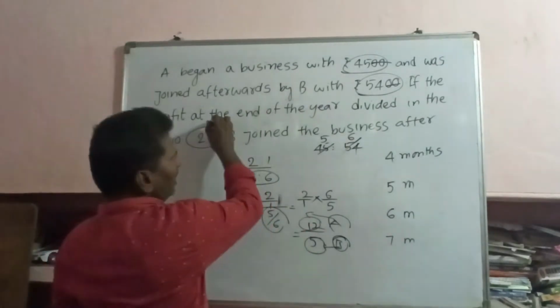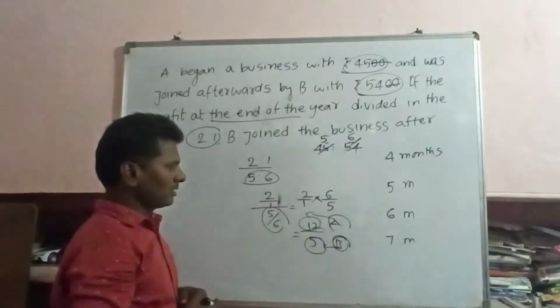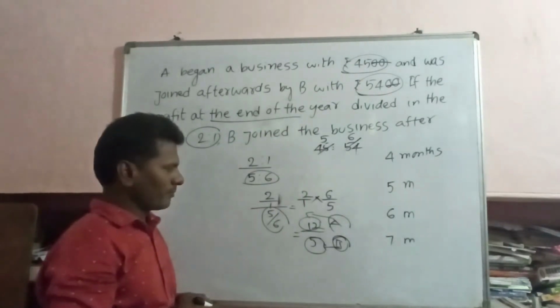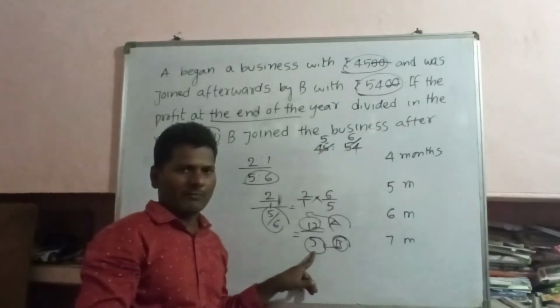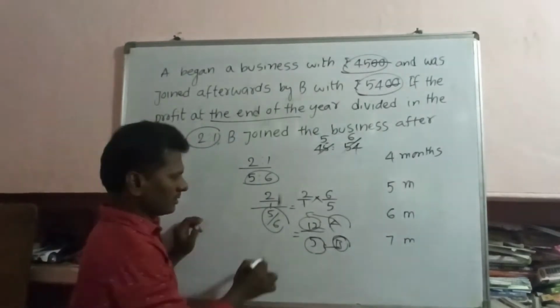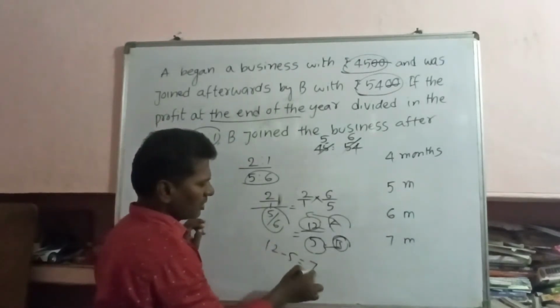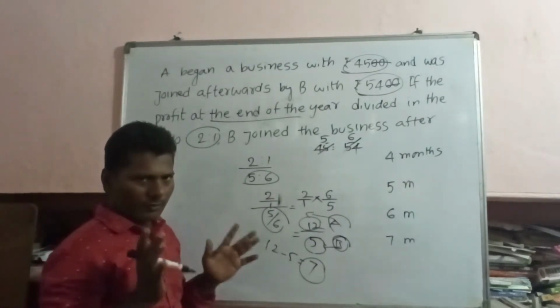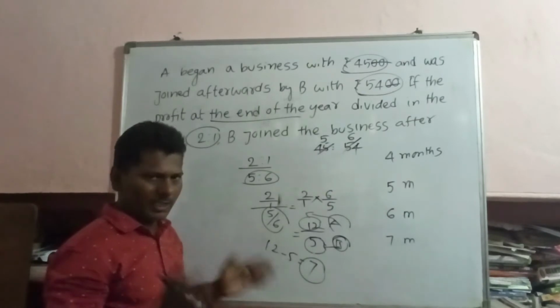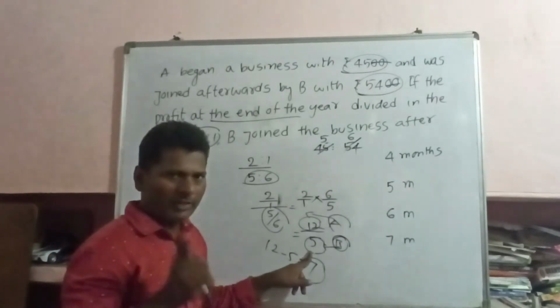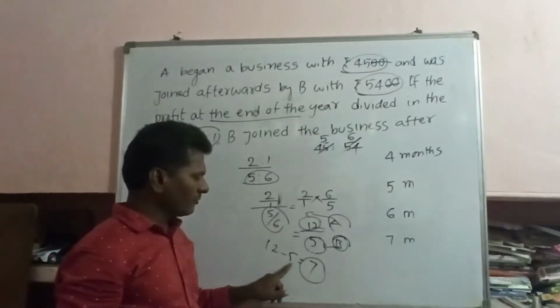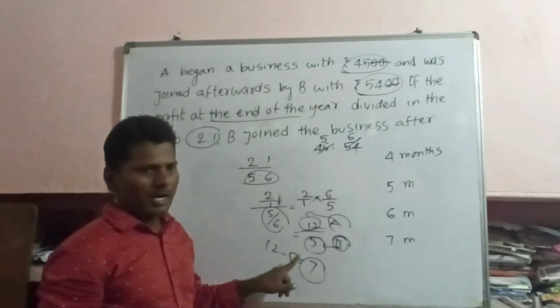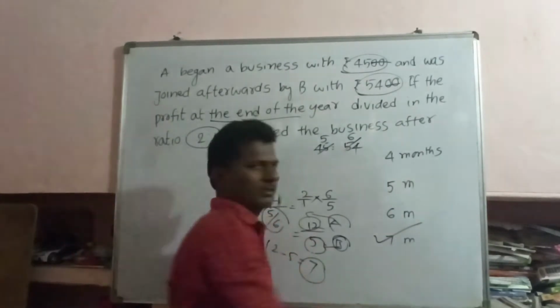Here, at the end of the year means the total time period is 12 months. B did business for 5 months. That means he joined after 7 months. 12 minus 5: out of 12 months, he did business only for 5 months. So 12 minus 5 is 7. So he joined after 7 months. So the answer is 7 months.